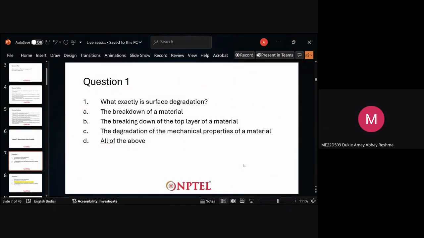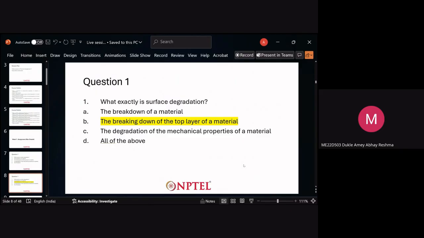So the first question was, what exactly is surface degradation? The breakdown of a material, the breakdown of the top layer of material, degradation of mechanical properties of material, or all of the above? So the answer is breaking down of the top layer of material. When we are talking about surface degradation, what we are concerned with is the top layer of the material itself.